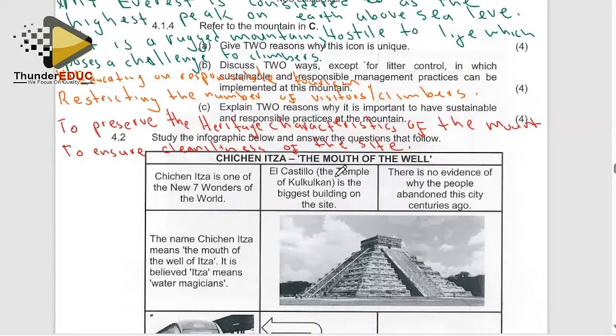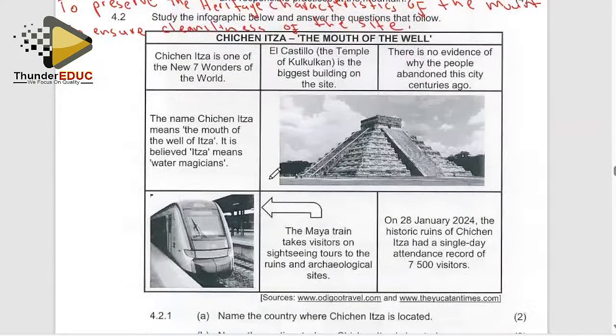Now let's move on to 4.2. The Chichen Itza, the mouth of the well. Chichen Itza is one of the new 7 wonders of the world. It is also known as El Castillo, the temple of Kukulkan, the biggest building on the site. There's no evidence why people abandoned this city centuries ago. The name Chichen Itza means the mouth of the well. It is believed Itza means water magicians. The Maya train takes visitors on sightseeing tours to the local archaeological sites. On 28 January 2024, the historic ruins of Chichen Itza had a single day attendance record of 7,500 visitors.